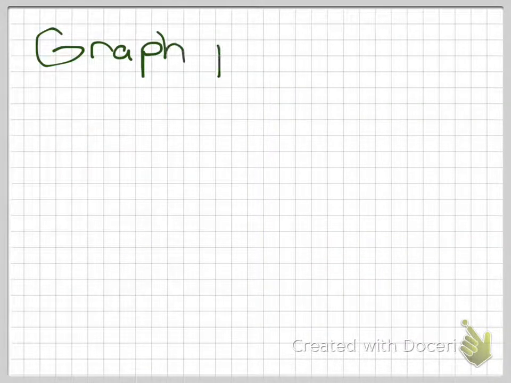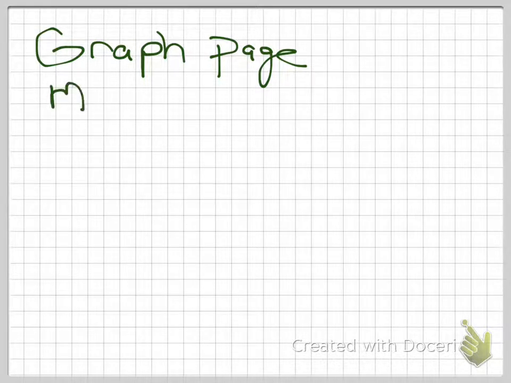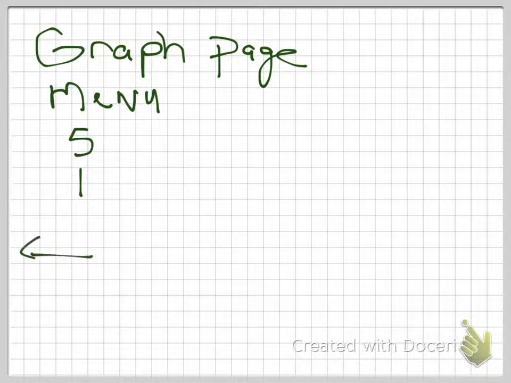So you have a graph page open. There are 2 different ways that you can find the roots. Probably the easiest way is to do a graph trace. That means you're going to press menu. Okay, so press menu. Choose option 5. And then choose option 1. And that will allow you to move the cursor left or right to find those intercepts.